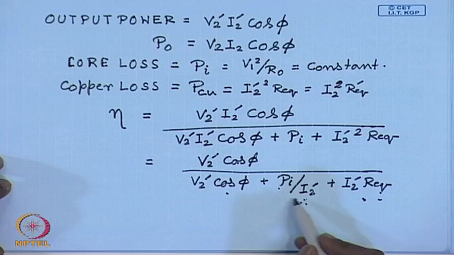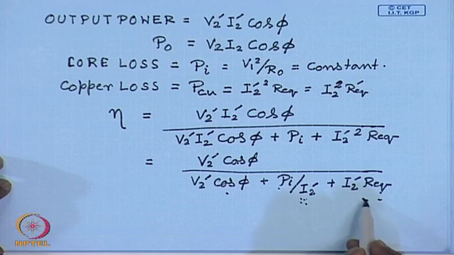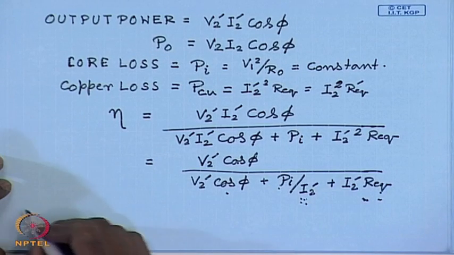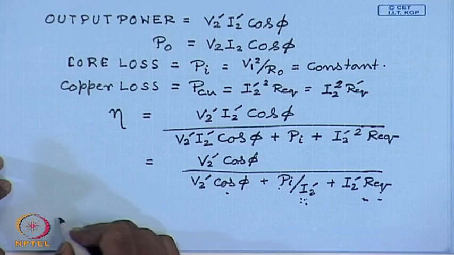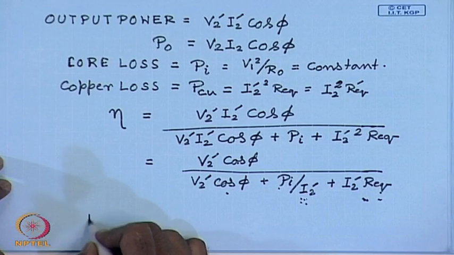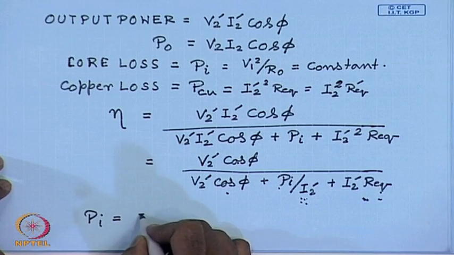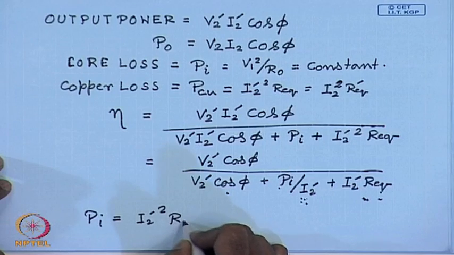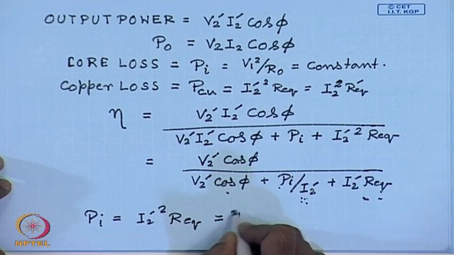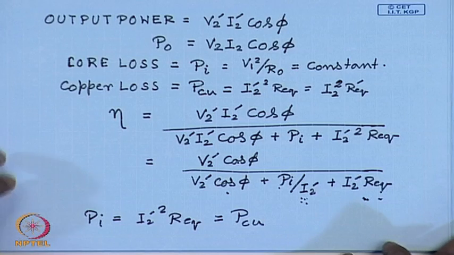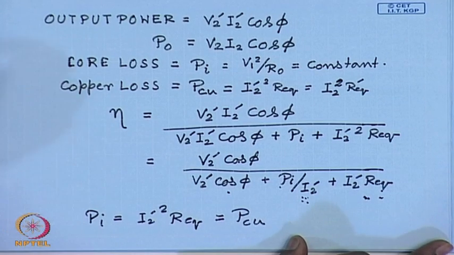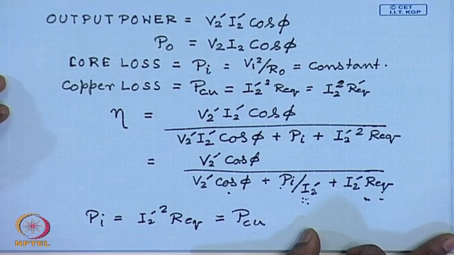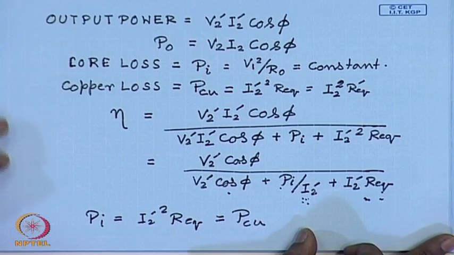So, differentiating this quantity with respect to I2 dash, we get the condition for maximum nu max is P_I equal to I2 dash square Req, that is P_I equal to P_CU. The load current at which the fixed iron loss becomes equal to the copper loss is the load current at which the efficiency of a single phase transformer is maximum.